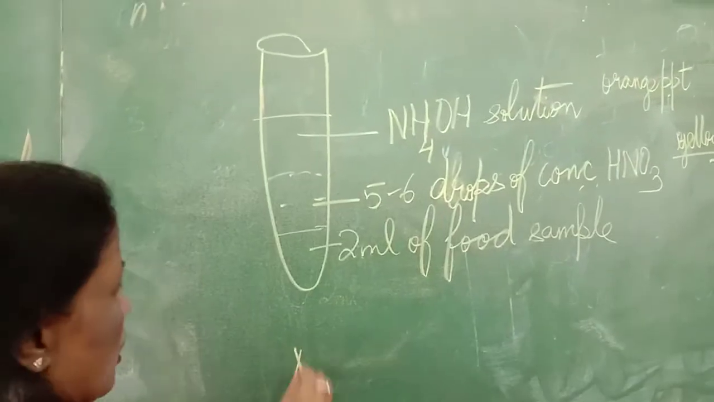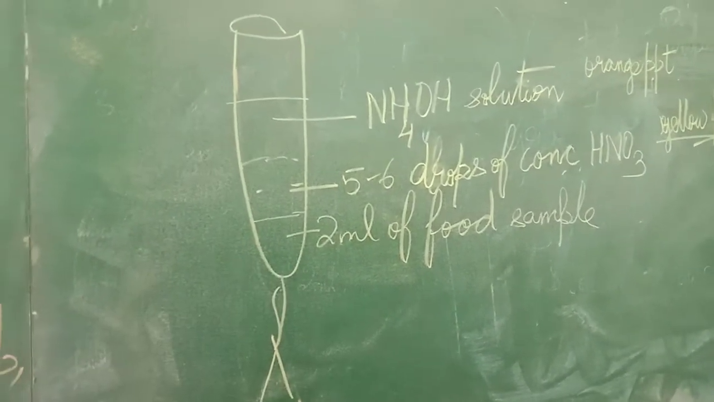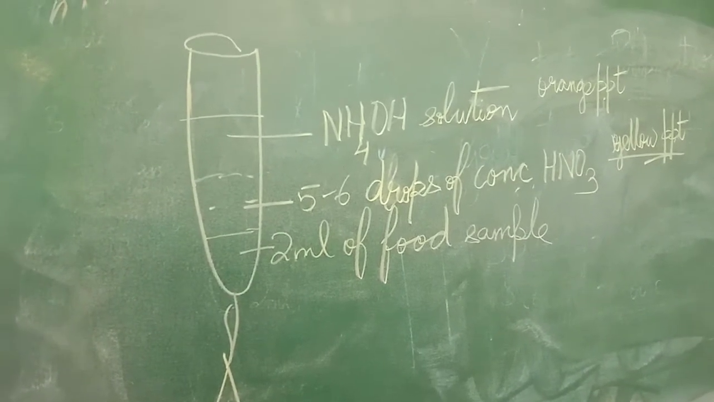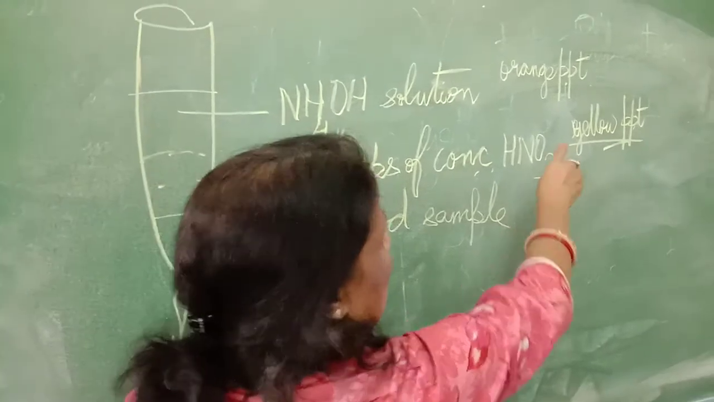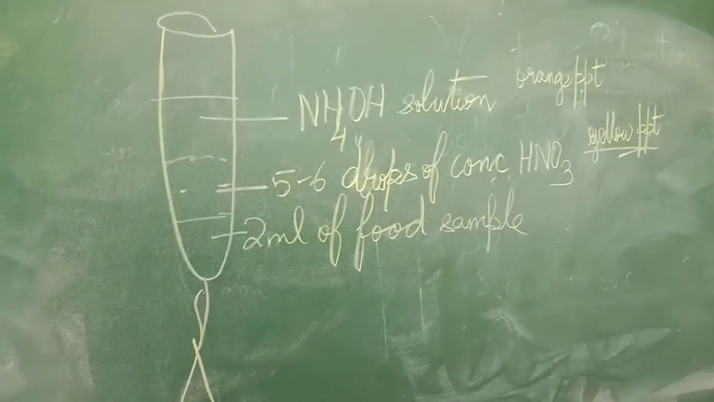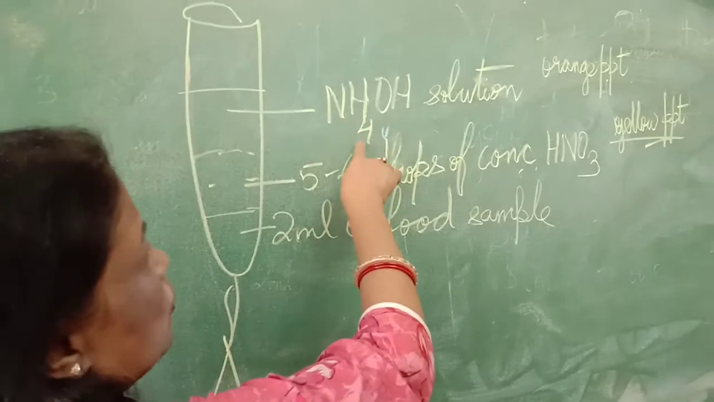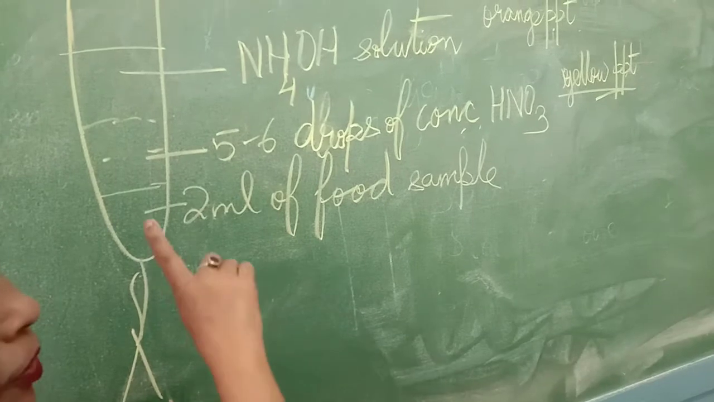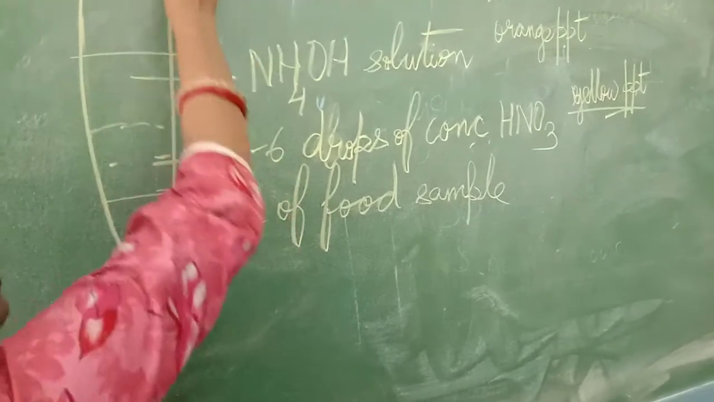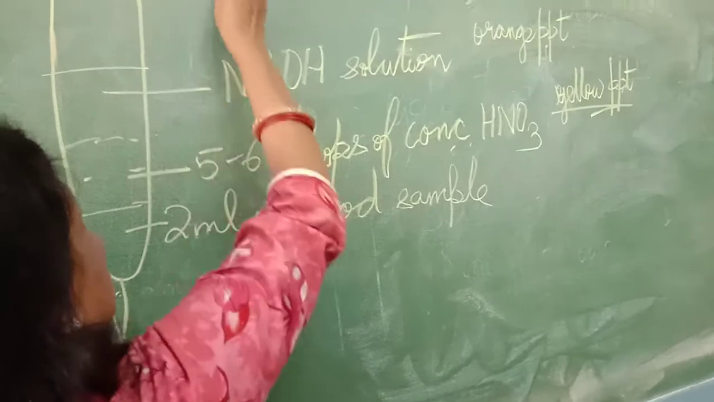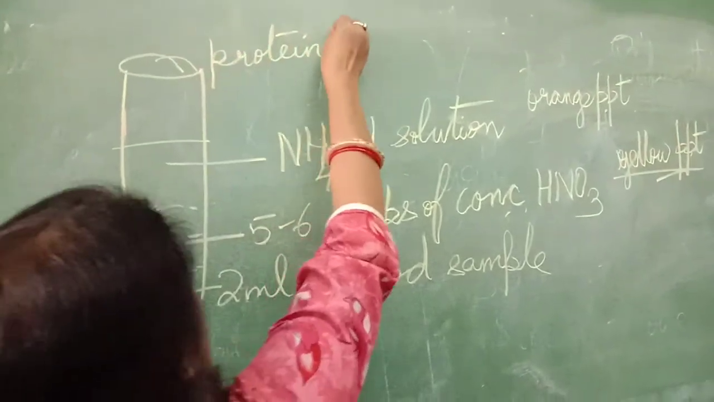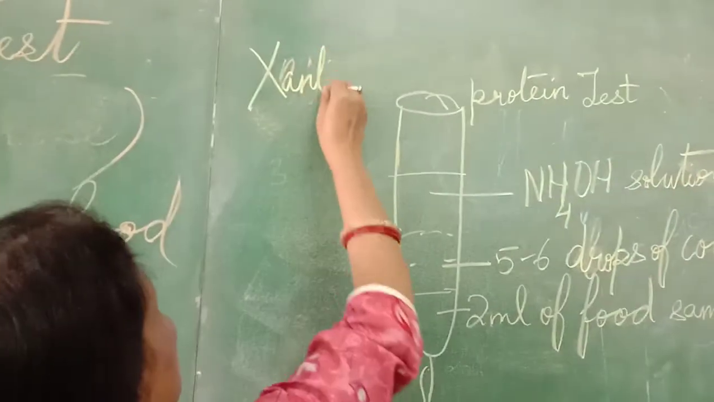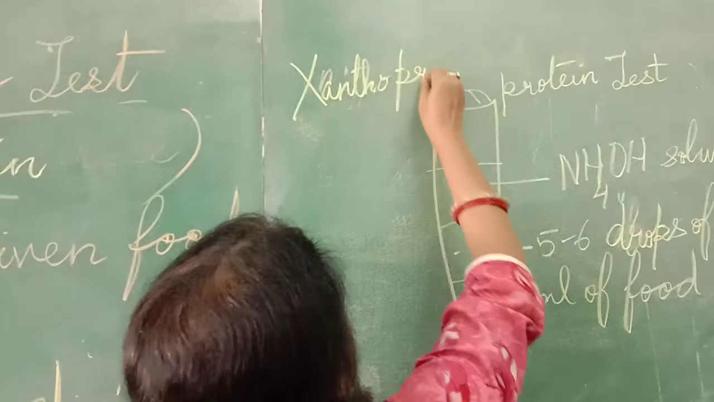I repeat it again. We take 2 ml of the food sample, add a few drops of concentrated nitric acid, and you get a yellow precipitate. Wait for a while, allow it to cool, and then add NH4OH solution; it will give you an orangish precipitate. If it is absent, that means protein is not present. This particular test for protein is also known as the xanthoproteic test.